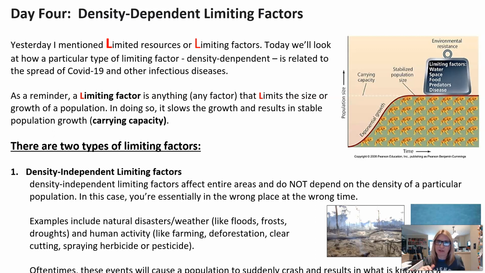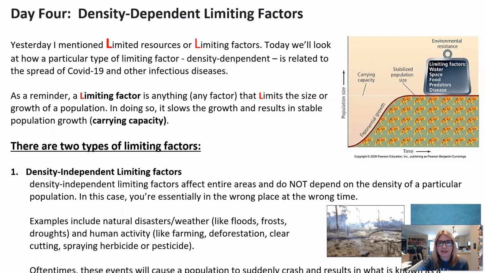Calm down, calm down. All right, so yesterday we talked about limited resources or limiting factors, and today we're going to look at a particular type of limiting factor, a density-dependent limiting factor, and how it's related to the spread of COVID-19 and other infectious diseases.